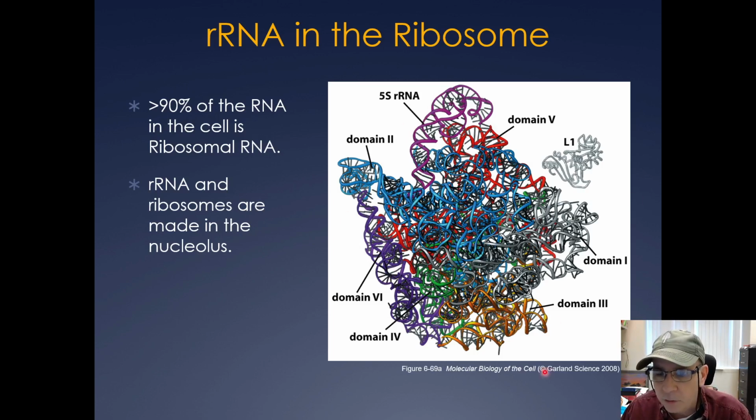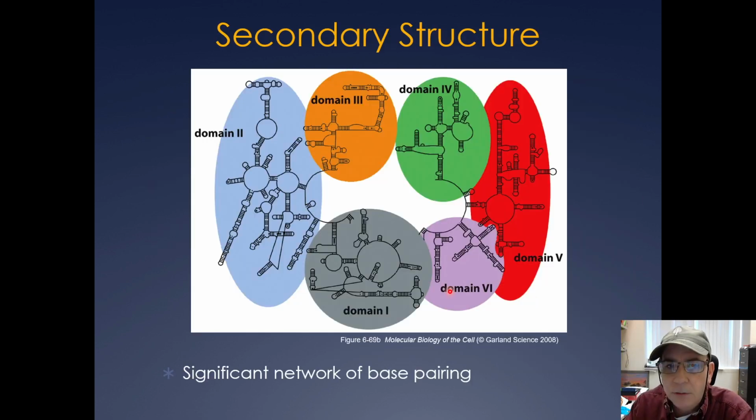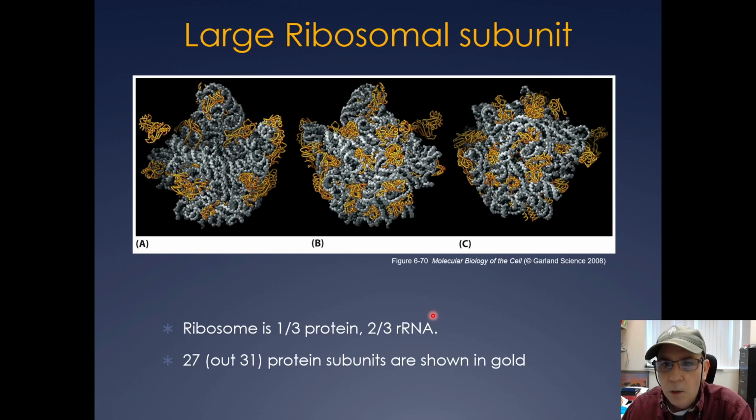If you look at this tertiary structure, if you map out the secondary structure, you can see all of the hydrogen bonding that occurs in the various domains. And you can see it's just really pretty significant, all of the different hydrogen bonding. If you look just at the large ribosomal subunit, you can really sort of get a feel for how much of it is actually RNA.